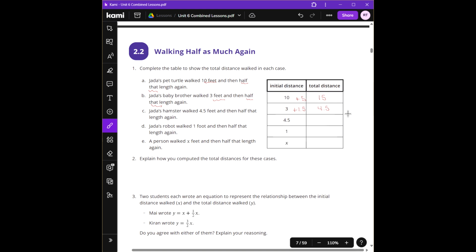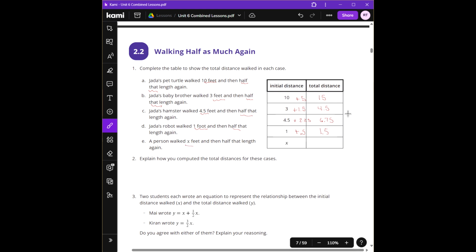Jada's hamster walked 4.5 feet and then half that length again. So 4.5 divided by 2 is 2.25. So this is going to be 6.75. Jada's robot walked 1 foot and then half that length again. So plus half a foot is 1.5 feet.